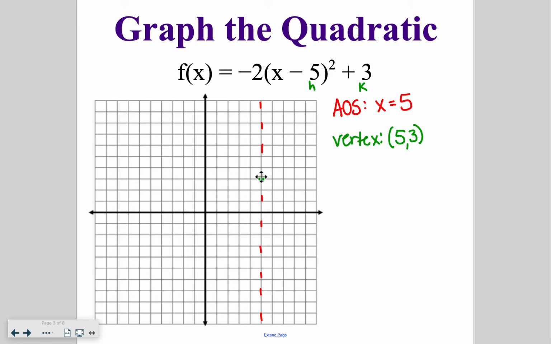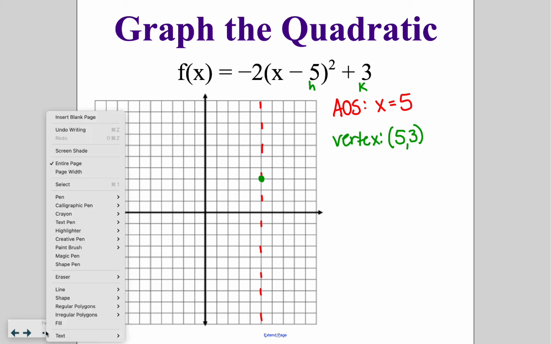Every single time you have a vertex, it should be on top of somewhere on the axis of symmetry. If those are not on the same vertical line, you have messed up either your axis of symmetry or your vertex. It has to be on that line.